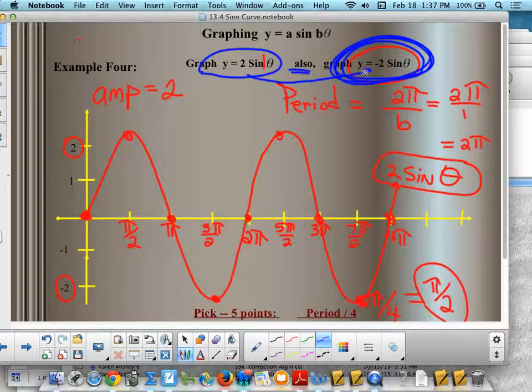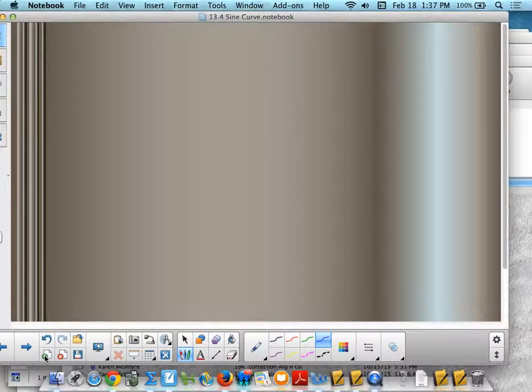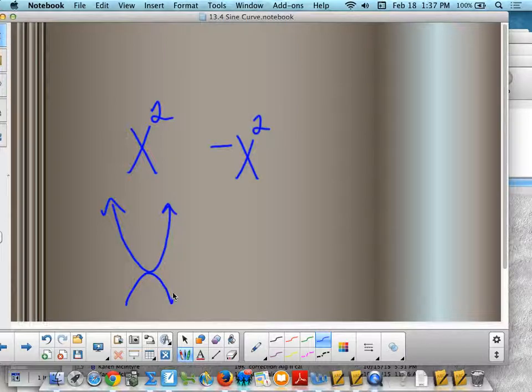Hey guys, I gotta tell you something. You guys should know this from last October or November when I talked about parabolas. Do you guys remember what happened when we did this? When I said graph this, you got a parabola that goes up. When I said graph this, what did that do? It went down. It flipped over. So it's a reflection over the x-axis.